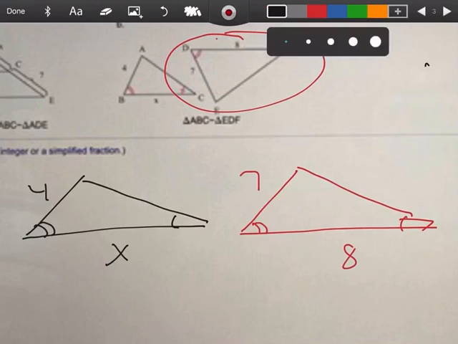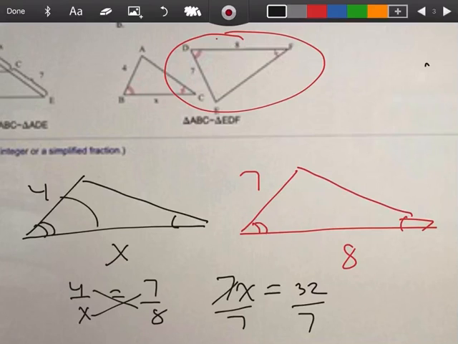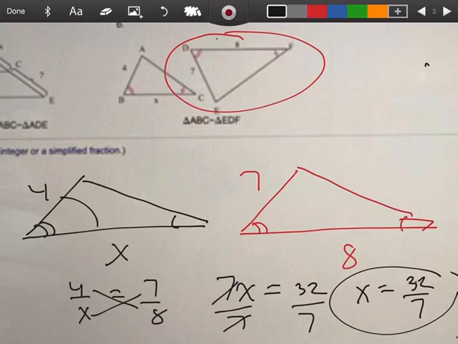Okay, and so now we can go ahead and do our comparison. So we can say, look, 4 over X is equal to 7 over 8, and now I'm going to cross multiply again. That's going to give me 7X is equal to 32. So I'm just going to divide both sides by 7. And it's just asking me to write a simplified fraction. So 32 over 7, it can't really simplify it much more than that.